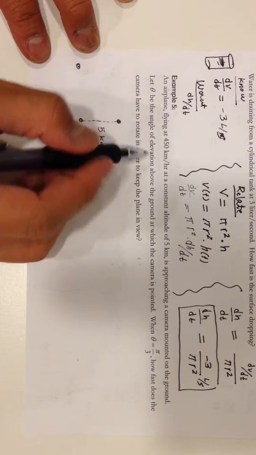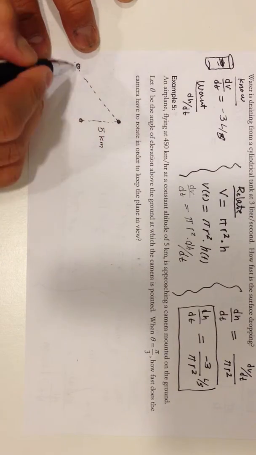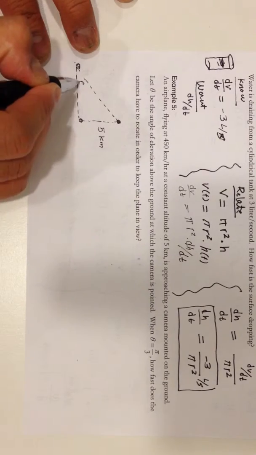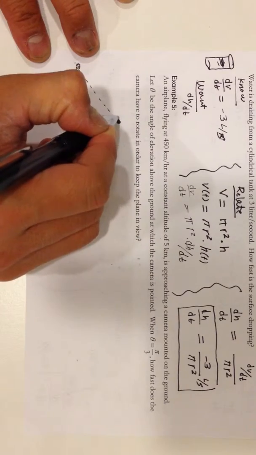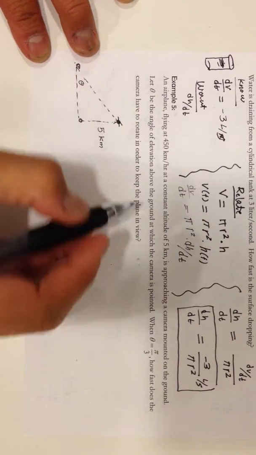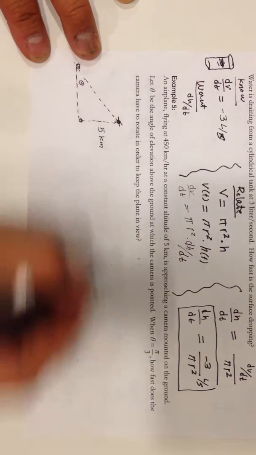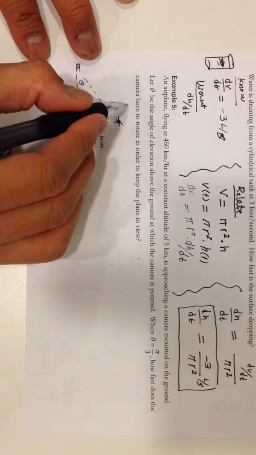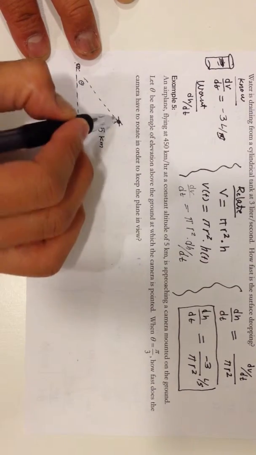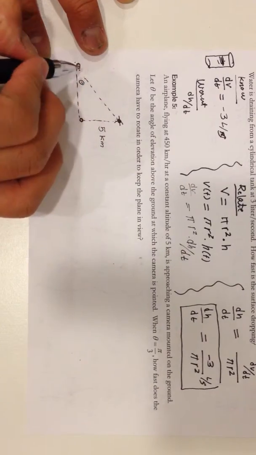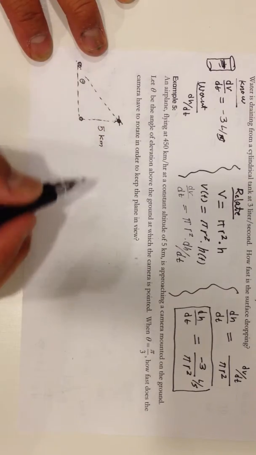Let theta be the angle of elevation. So here's the airplane. Remember, here is the camera. So theta, here's the ground. Theta is the angle of elevation to the plane. This is the plane. When theta equals pi over 3, how fast does the camera have to rotate in order to keep the plane in view? As the plane moves forward, the camera has to turn so that it keeps focus on the plane.